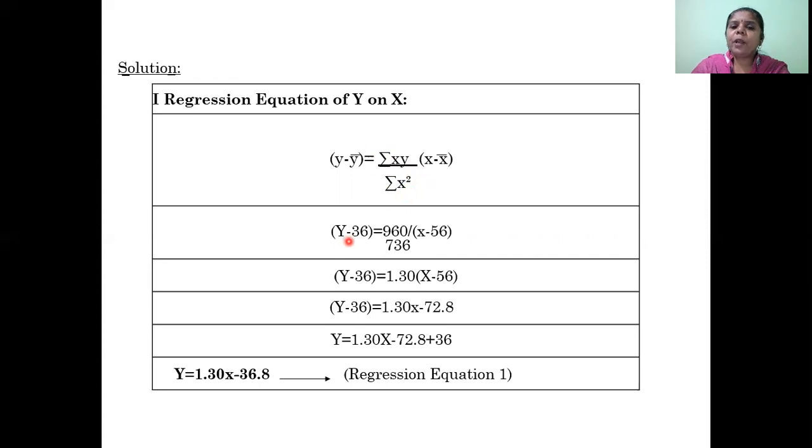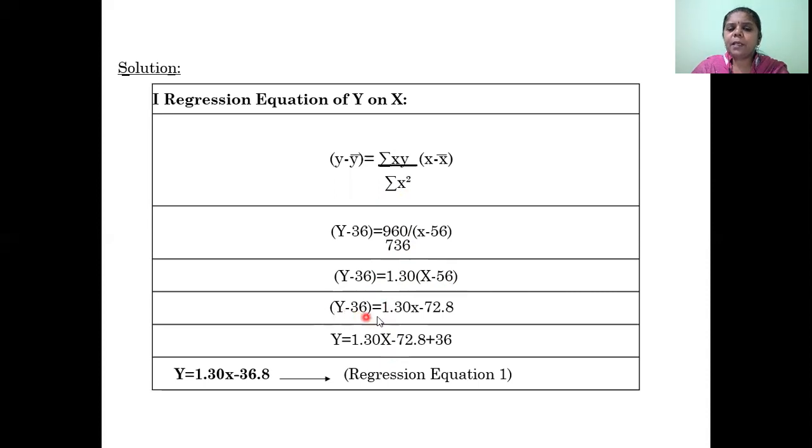So y minus y mean, which we found out, 36, is equal to sigma xy 960 divided by sigma x square 736, x minus x mean is 56. Everything else stays as it is, only this part changes. Remaining all, whatever the procedure we are following in the previous problem, it is the same. So y minus 36 is equal to 960 divided by 736, you will get 1.30, x minus 56.